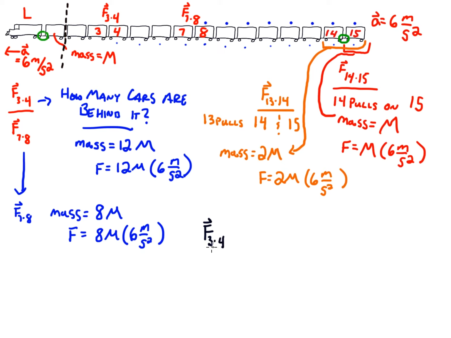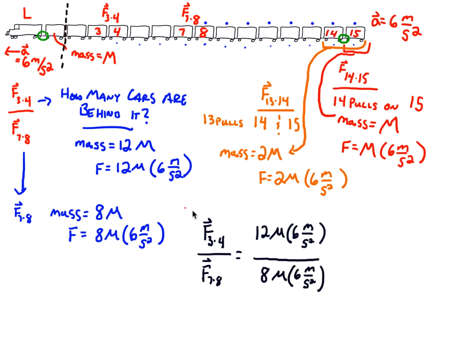The ratio of the two forces in question then equals 12m times 6 meters per second squared over 8m times 6 meters per second squared. The acceleration and mass cancel out, leaving us with 12 over 8, or a ratio equal to 1.5.